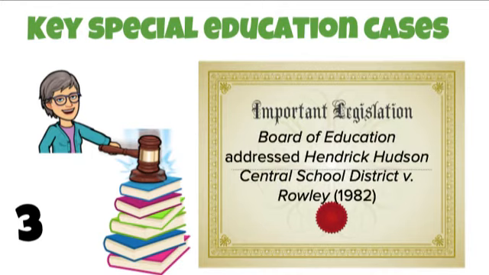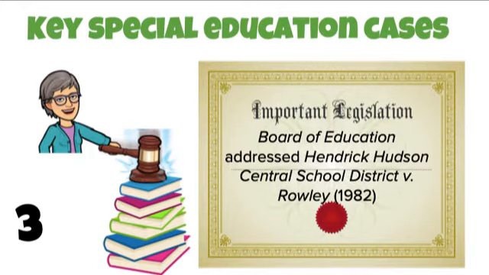The third case is Board of Education of the Hendrick Hudson Central School District versus Rowley. We often just call this the Rowley case. This was in 1982. This was the first U.S. Supreme Court interpretation of our IDEA law, which is PL 94-142, that determined what constitutes appropriate education. When we talk about how we have to have a free, appropriate public education, this legislation said this is what appropriate means.